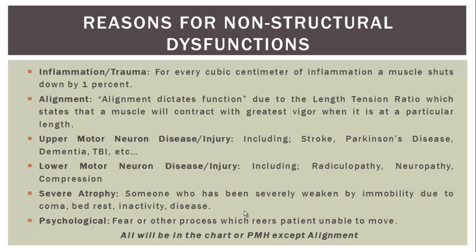Next, we come to upper motor neuron disease or injury, and these include stroke, Parkinson's disease, dementia, TBI, MS, diseases affecting the brain that can impact quality of motion. And we also have lower motor neuron disease or injury like radiculopathy, neuropathy, nerve compression, those kinds of things, severed nerve, that will inhibit motion and quality of motion from occurring, but not due to a structural dysfunction, a structural block. Then there's severe atrophy, so individuals who've been in a coma or in outer space where immobility is due to inactivity and muscular atrophy.